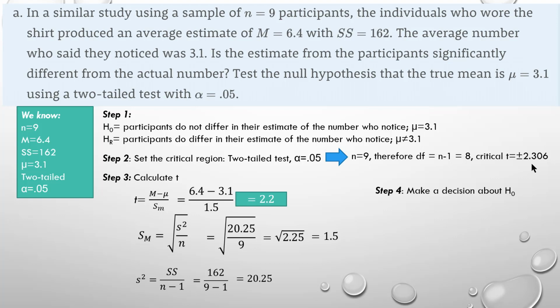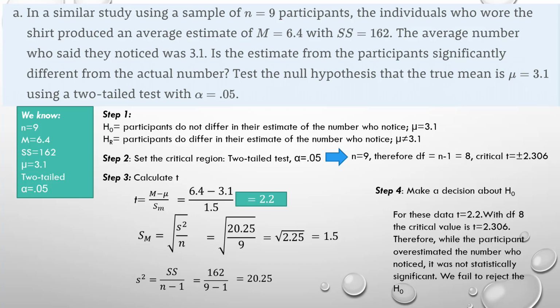So I make a decision in step 4. And I can see that for these data, my t is 2.2. With degrees of freedom of 8, the critical value is 2.306. So that means my 2.2 is smaller than this. It's not in the critical area.